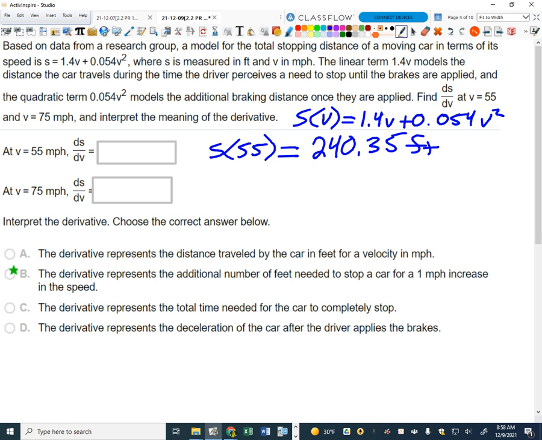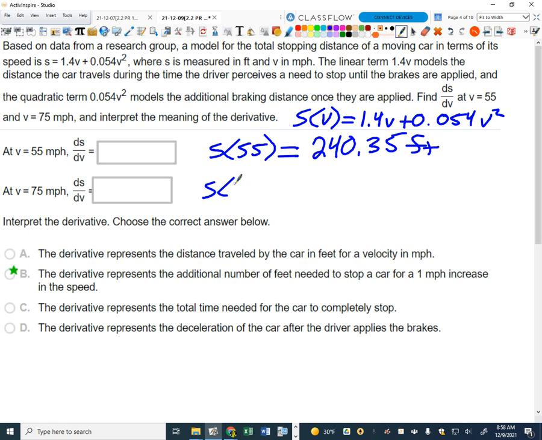What's that telling you? Okay, everybody agree? Pretty straightforward, right? At a speed of 55 miles per hour, the predicted stopping distance is a little over 240 feet. And we can do the same thing for V equals 75, right? Let's just do that real quick.